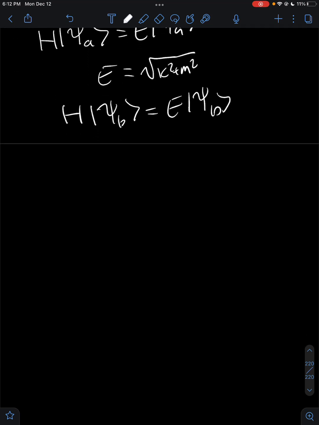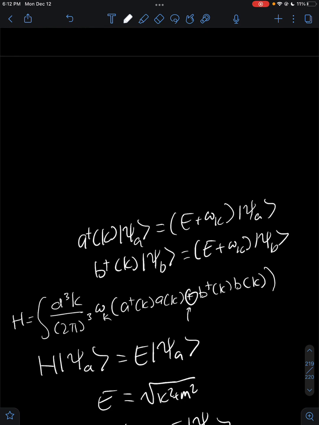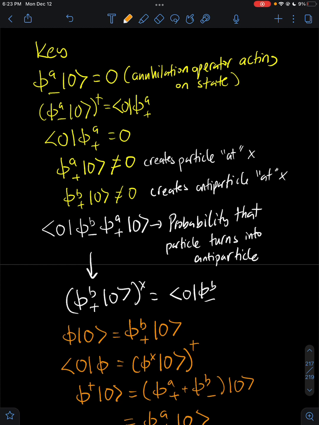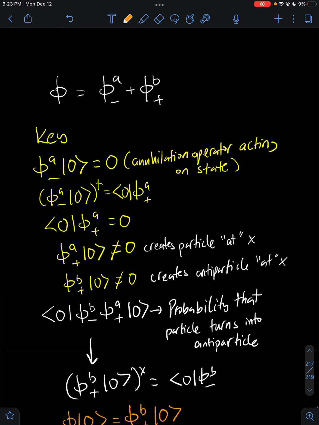Now, another question that we might want to ask is, can a particle sort of turn into an antiparticle? Is that possible? You could use our intuition to help us answer this question, but let's see what the math says of it. So I've made a little key over here because there's going to be a lot of terms that you have to keep track of. So this key just tells us the properties of each part of the field.